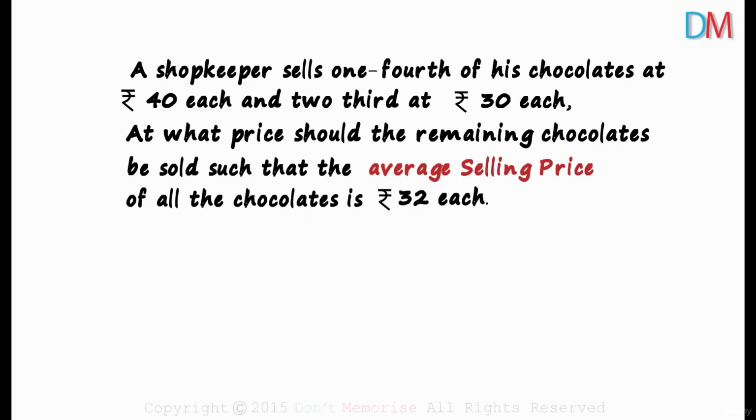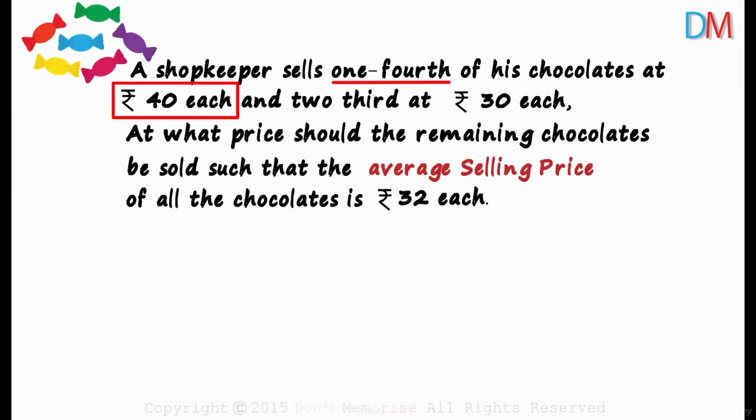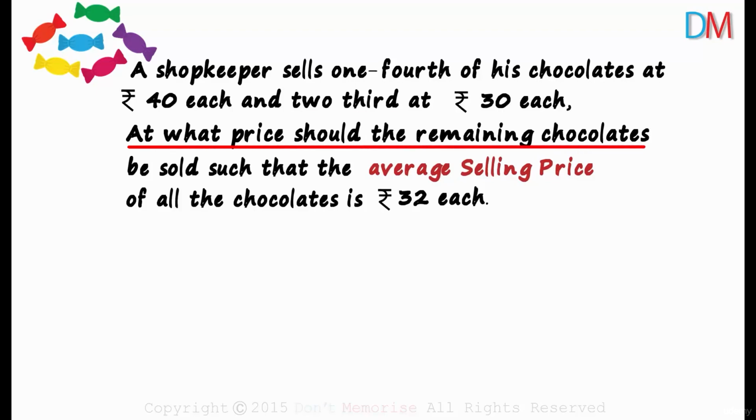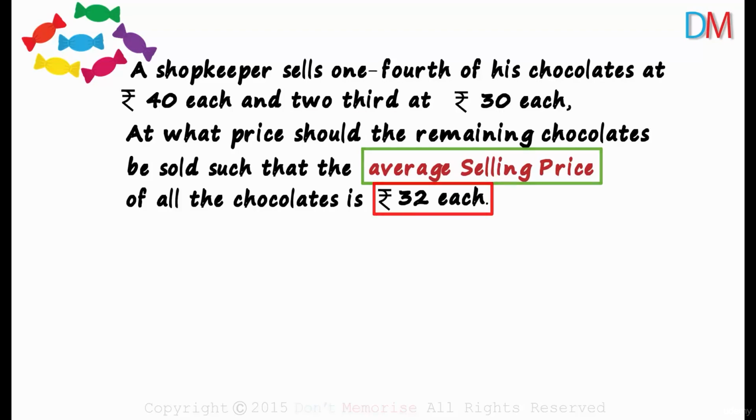In this problem, we are told that the shopkeeper sells 1/4 of his chocolates at 40 rupees each and 2/3 at 30 rupees each. Now listen to the question carefully. At what price should the remaining chocolates be sold such that the average selling price of all the chocolates is 32 rupees each? This is quite interesting.